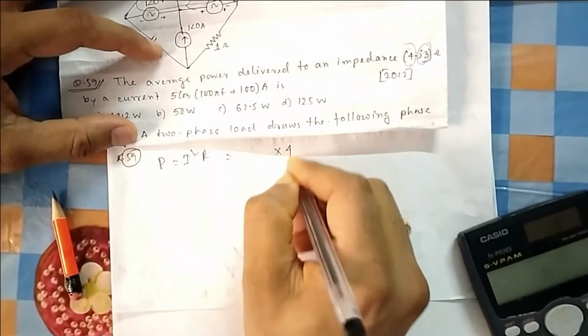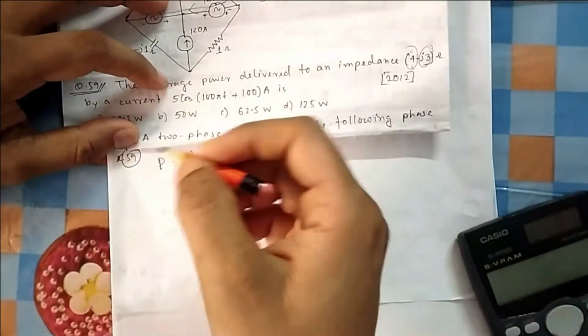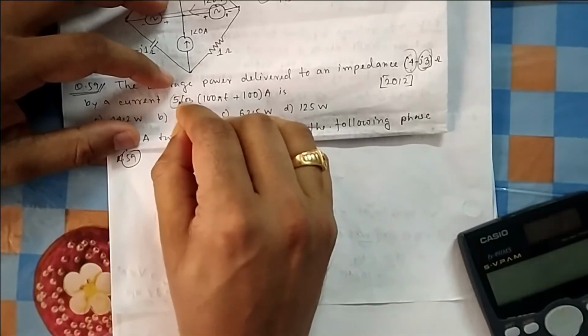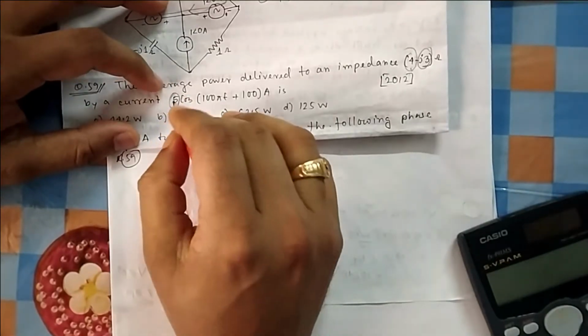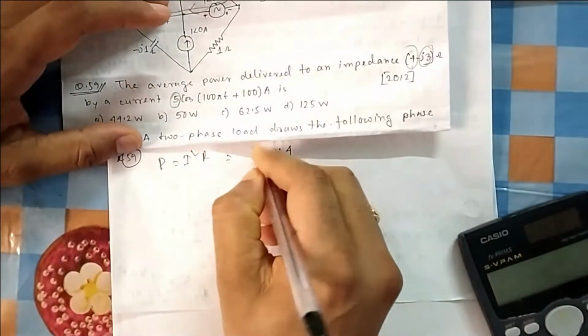So R you know is 4. What is I? I is not 5, because the same concept is coming every year. Last you can see, because it is given in sine cos, this is the peak value. But we need this I as RMS, so it is 5 by root 2. So you have to go by 5 by root 2.